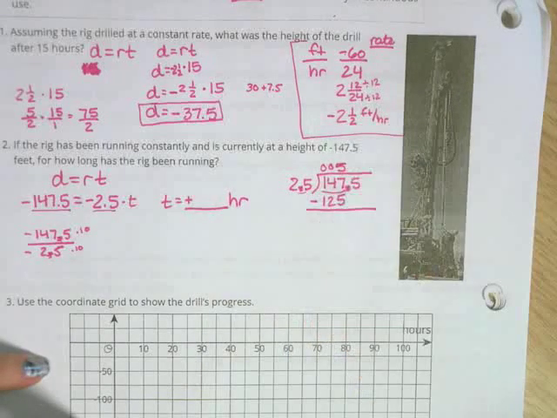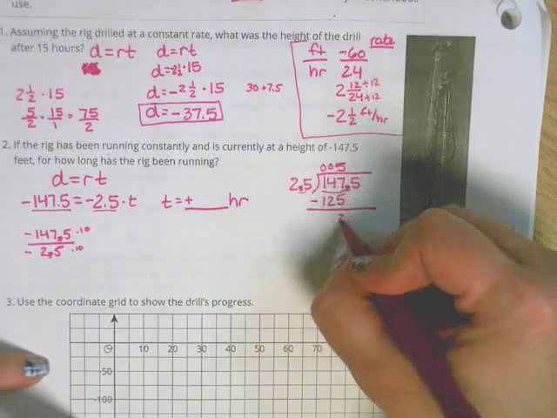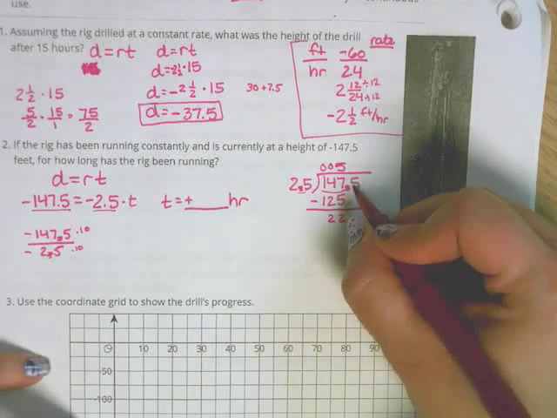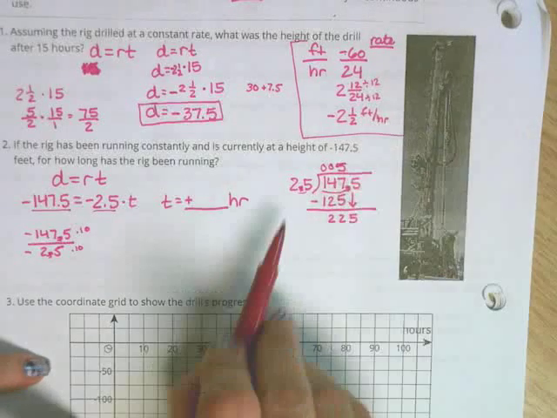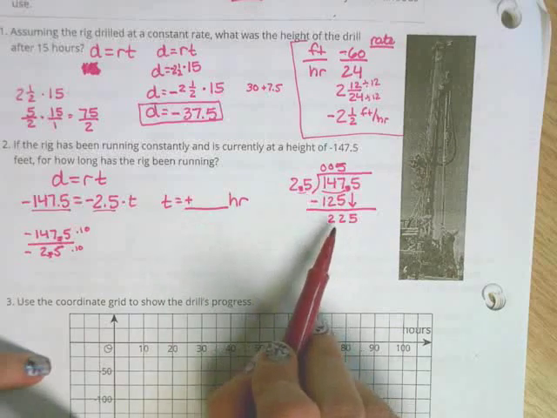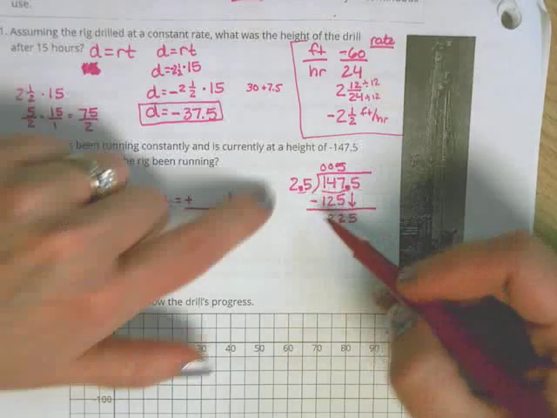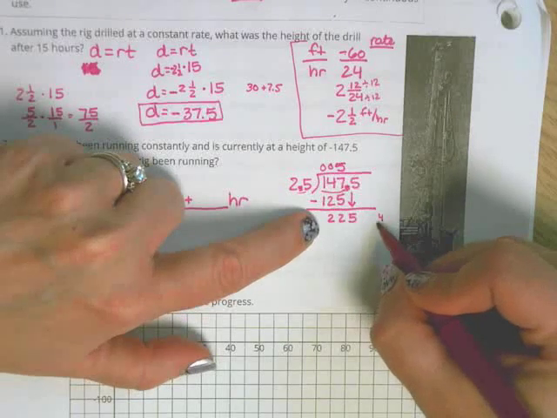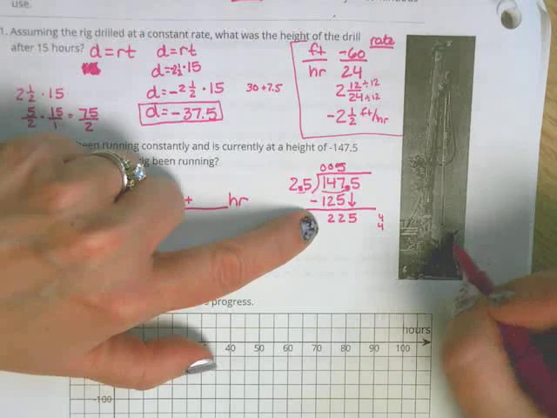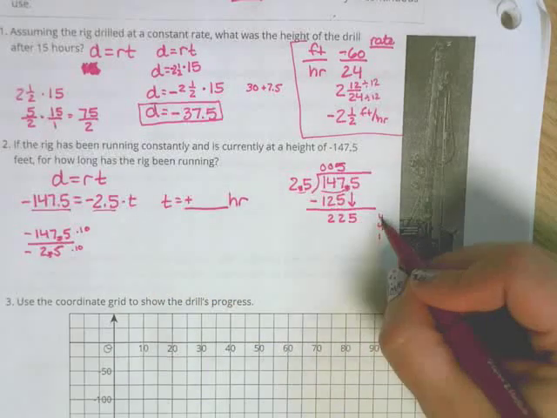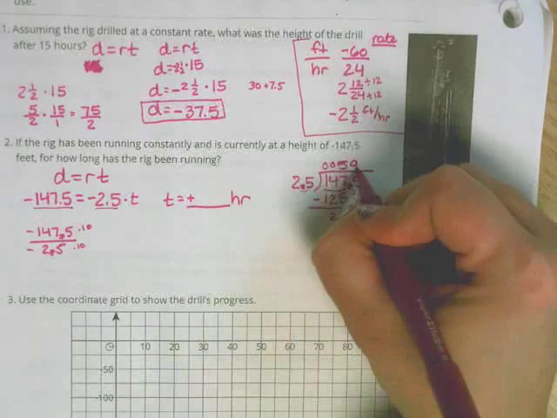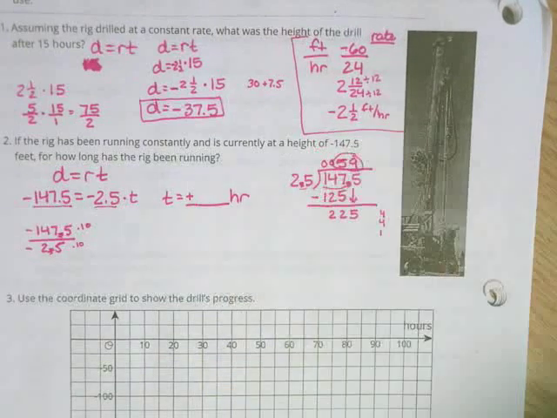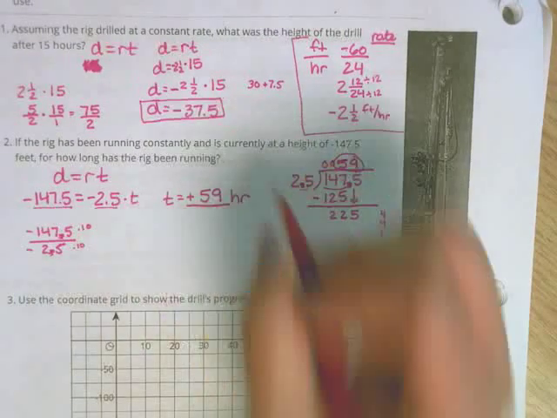Do you remember our long division? If I subtract it, 7 minus 5 is 2, 4 minus 2 is 2, 1 minus 1, 0. So I get 22 left, and I still have this 5 to bring down. So how many times does 25 go into 225? Does that go in exactly? It would go into 100 4 times, into 200 another 4 times, so 8 times, and then another 25. So 8 plus 1, it goes in 9 times. And that's our final answer because it went in exactly. So our answer is 59. It's been drilling for 59 hours.